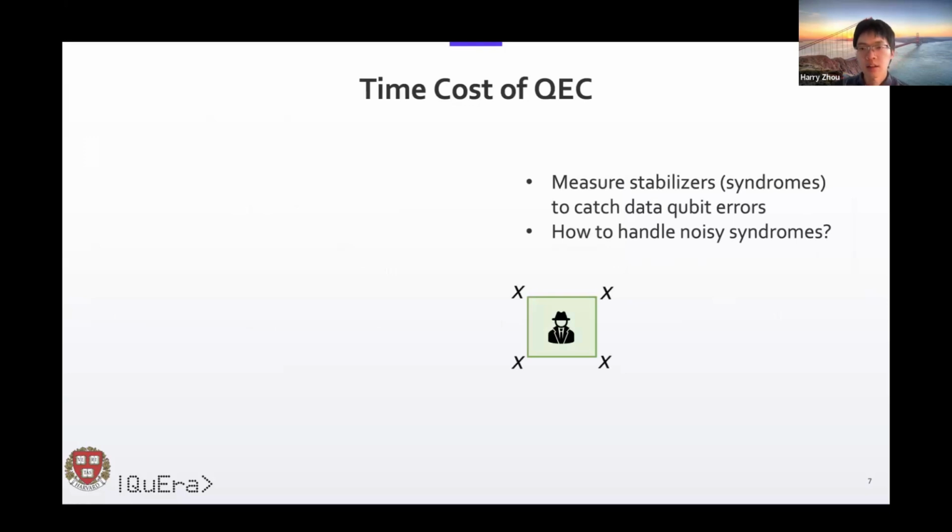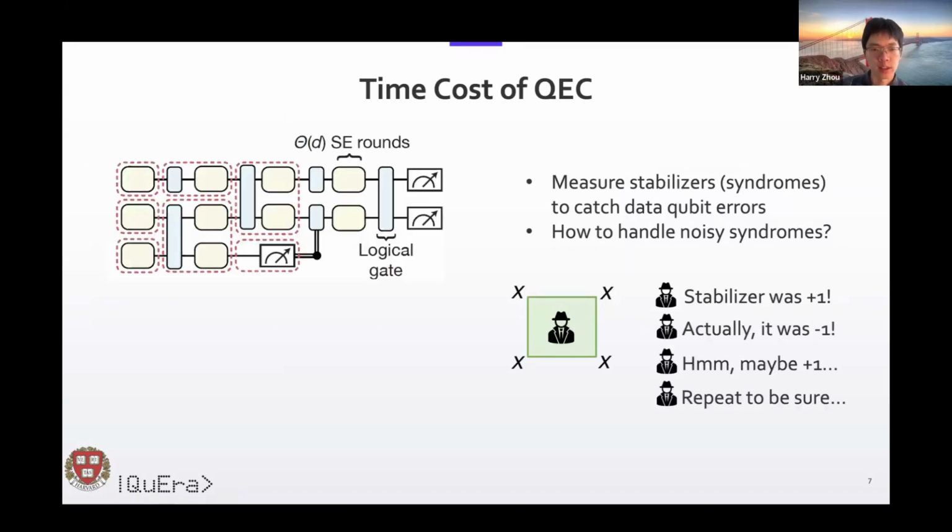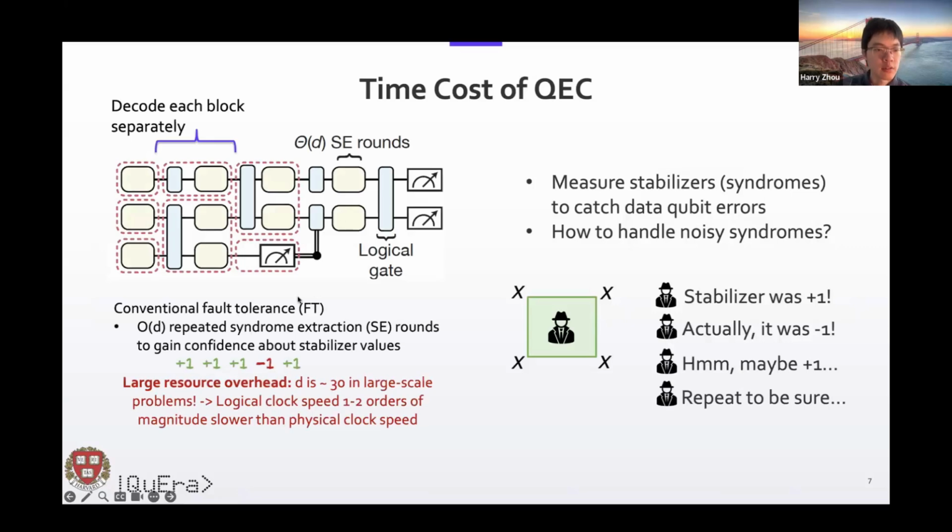And the reason that this occurs is because when we try to measure so-called stabilizers or syndromes, which allow us to catch what qubits may have had an error, these stabilizers themselves are also noisy. So not just the data qubits are noisy, but the stabilizer measurements are also noisy. So if you look at the stabilizer, it might be quite unsure about what it's concluding. And for this reason, standard fault tolerance constructions tend to require repetition, in which you perform the syndrome extraction round order d times to gain confidence about the stabilizer value. So you basically repeat, and then you do some type of majority vote to allow you to correctly deduce what error actually occurred.